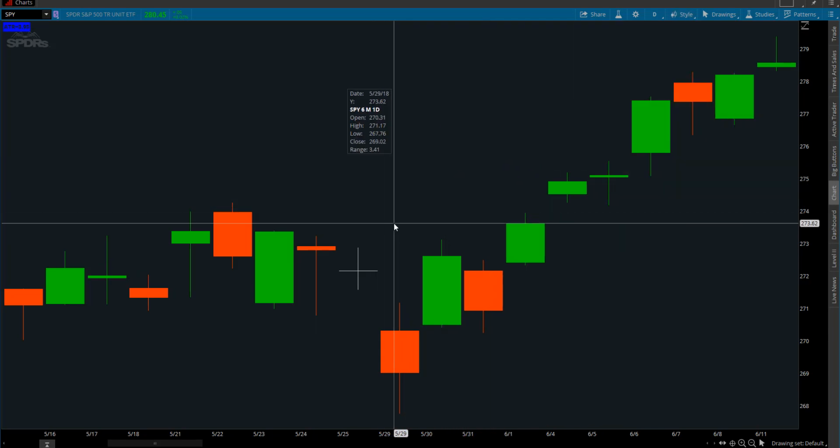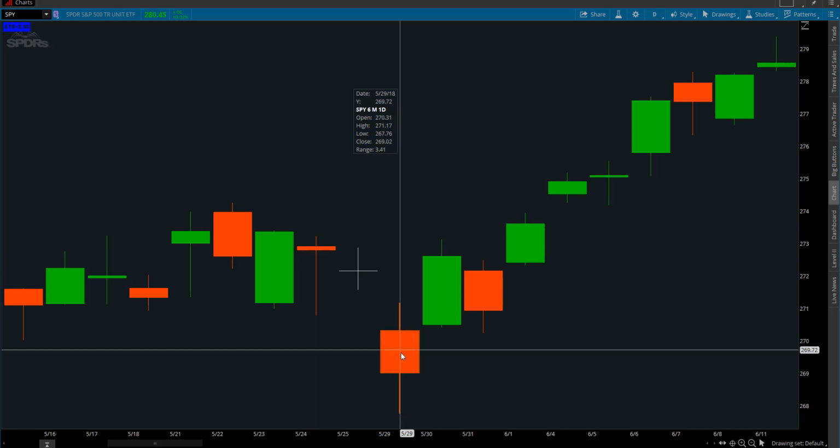Now, there are several simple data points that go into a candlestick. The date, so for example, I'm on a chart right here. It says 5/29/18, and then the OHLCR, those 5 data points. The open, the high, the low, the close, the range.